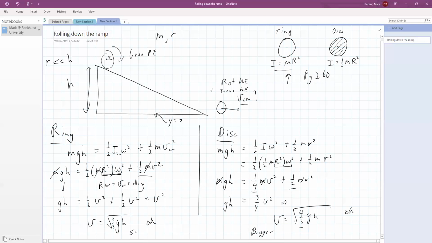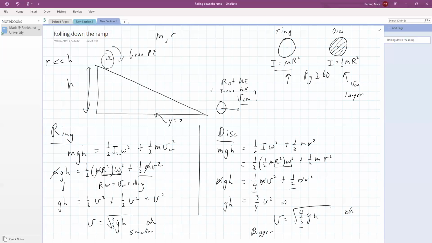And this is smaller. And so just as predicted, this one has a larger center of mass velocity. Okay. And the reason for that, again, conceptually, is that it has less resistance to changes in motion, just because the moment of inertia is less.